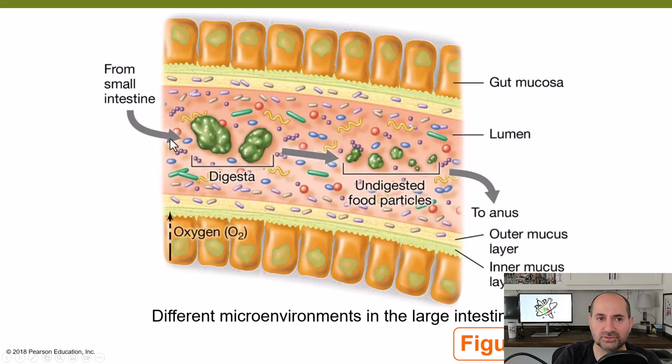the mucosal layers. So here you can see this little picture of a large intestine, and these are different microenvironments in the large intestine. So here you've got food flowing from the small intestine through the large intestine and out towards the anus. This is known as the lumen of the gut. This is the inside of the tube. You've got the lumen of the gut. Then you have the outer mucus layer and the inner mucus layer. And again, notice how some organisms exist in the mucosa of the gut lining, while other organisms exist in the actual lumen of the gut as well.